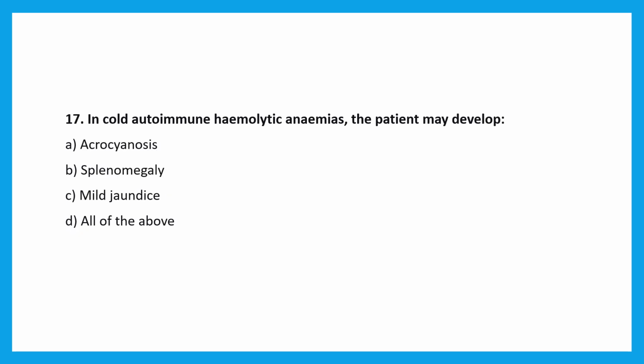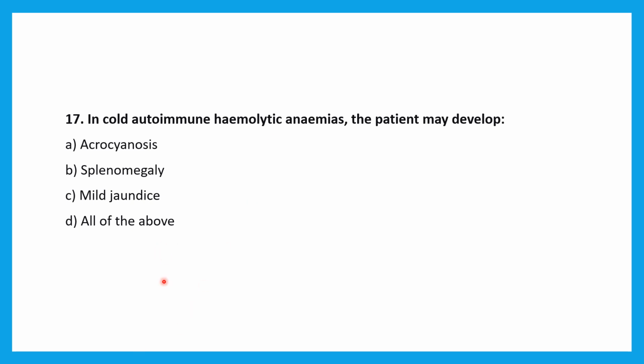In cold autoimmune hemolytic anemia, the patient may develop A. acrocyanosis, B. splenomegaly, C. mild jaundice, D. all of the above. In cold autoimmune hemolytic anemias, the patient may develop what? What is the correct choice?